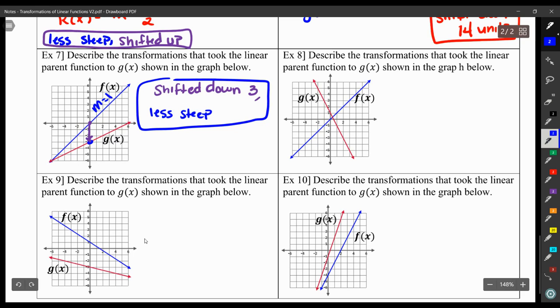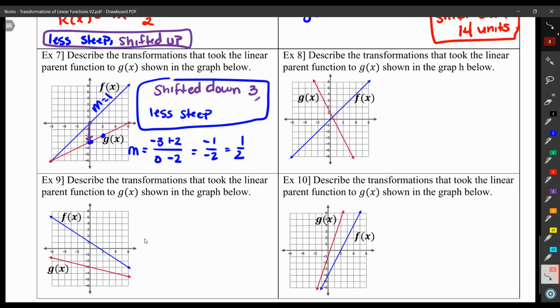If you would like, pick 2 points. Here's 1 point, here's another point, and find your slope. So we've got y2 minus y1 over x2 minus x1, and you end up with -1 over -2, which is 1/2. So what happened is I went from a slope of 1 to a slope of 1/2, which created a less steep slope because my slope got smaller. Now let's look at number 8.